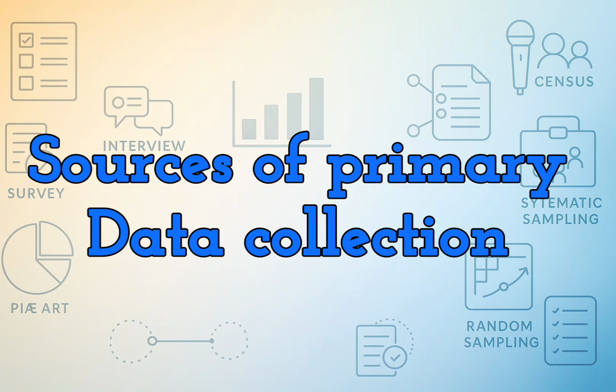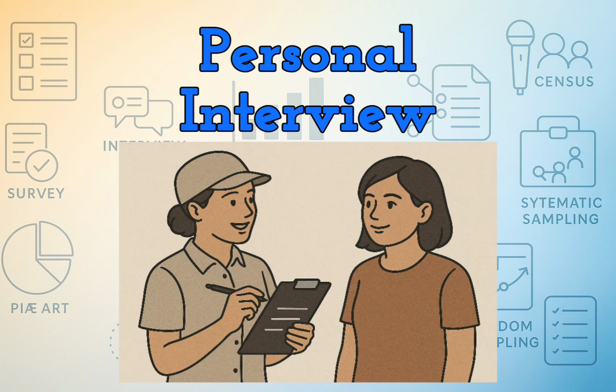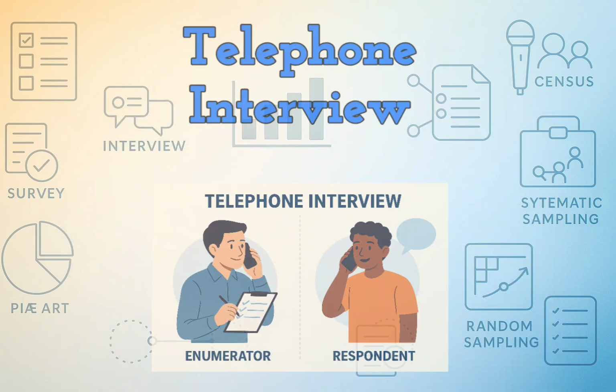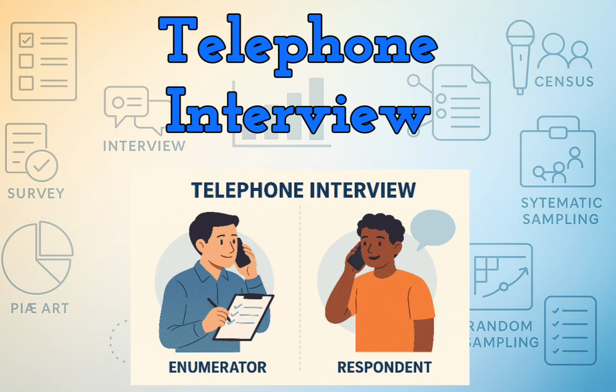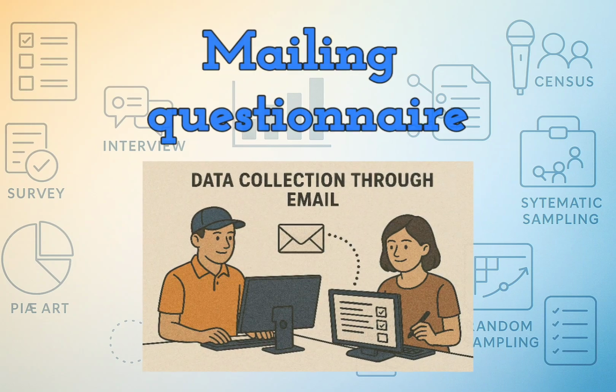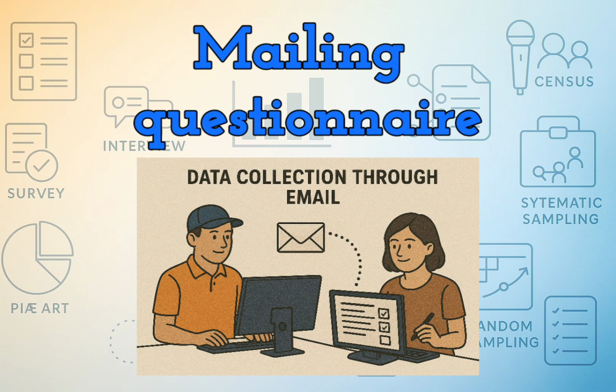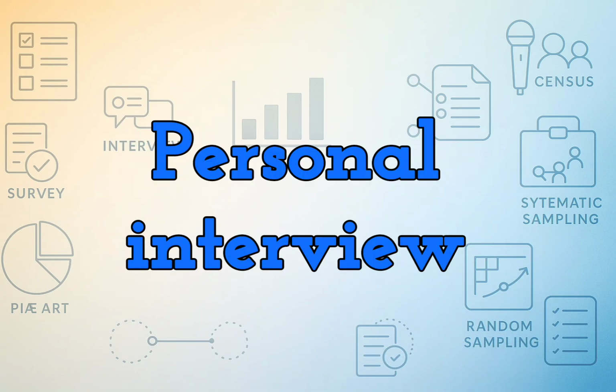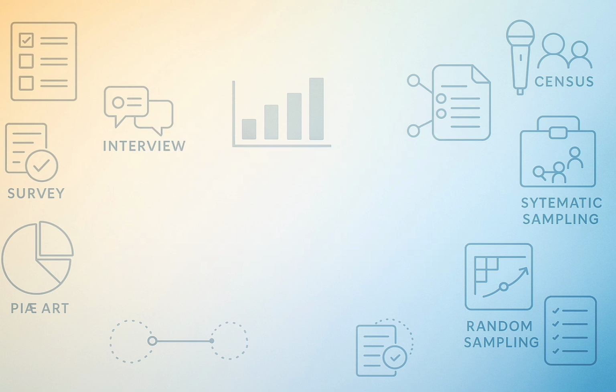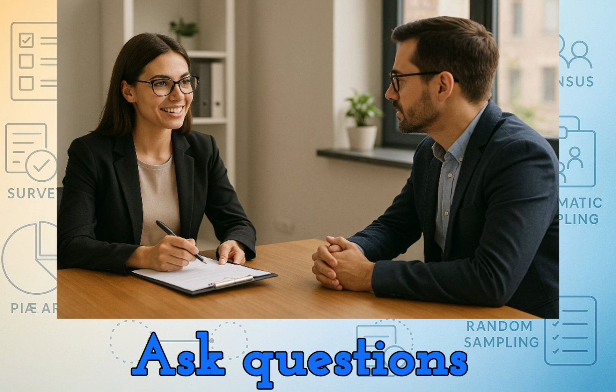Primary sources of data. Common methods include: 1. Direct or personal interviews. 2. Telephone interviews. 3. Mailing questionnaires. Let's begin with the first method of primary data collection, which is personal interview. Personal interview means the investigator meets the person face to face and asks questions.